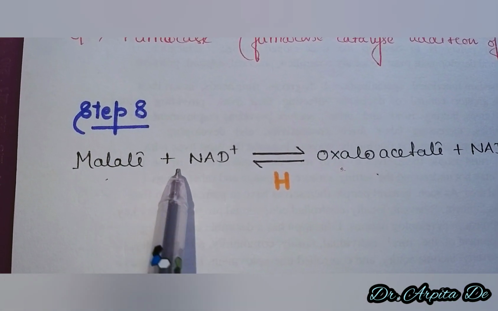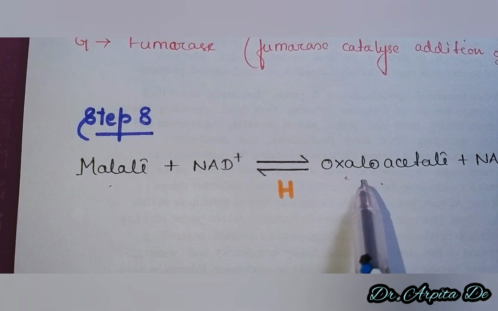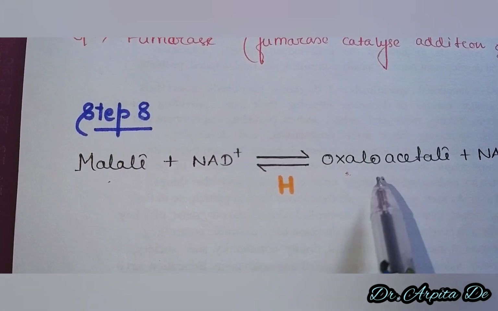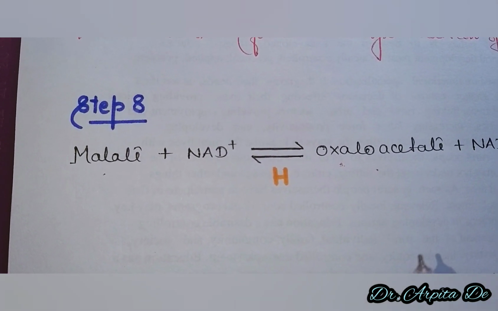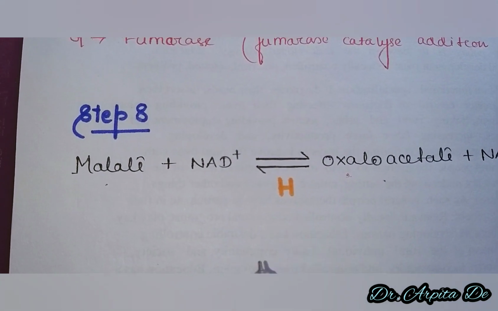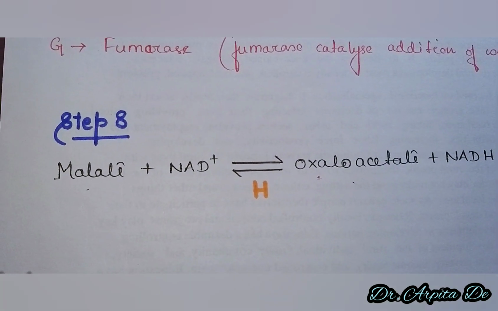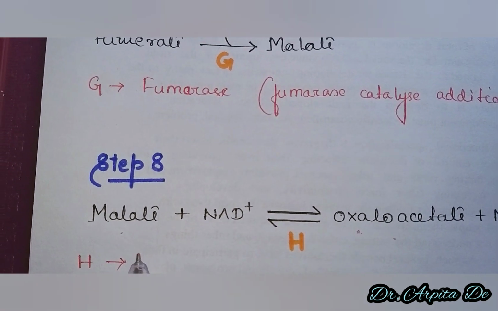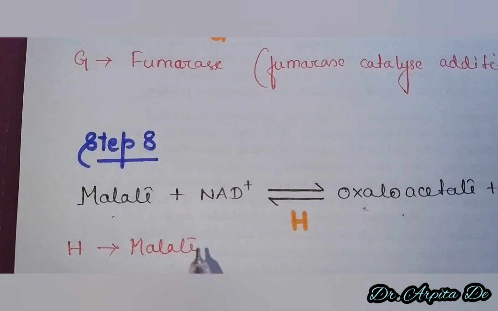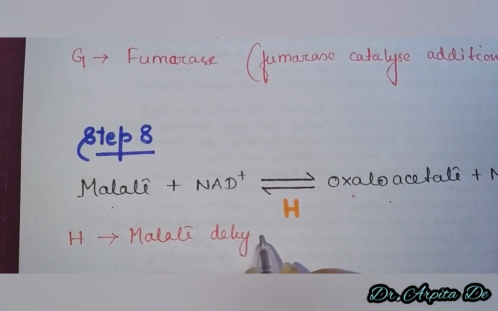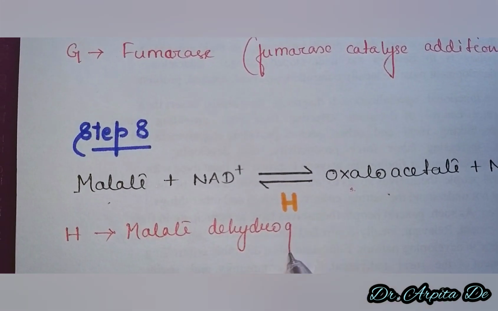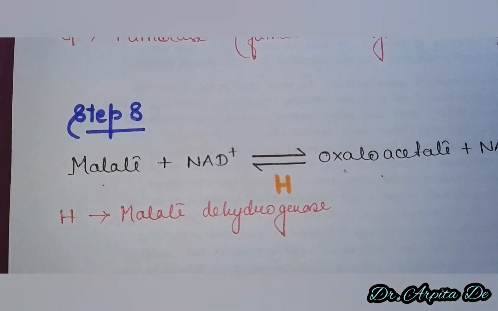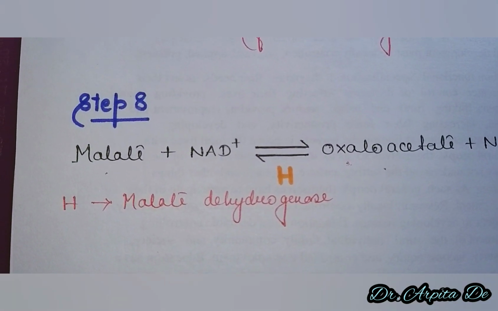Here what do you see? Malate plus NAD gives oxaloacetate, NADH plus H plus, in a reversible reaction mediated by enzyme H, which is malate dehydrogenase. Correct?